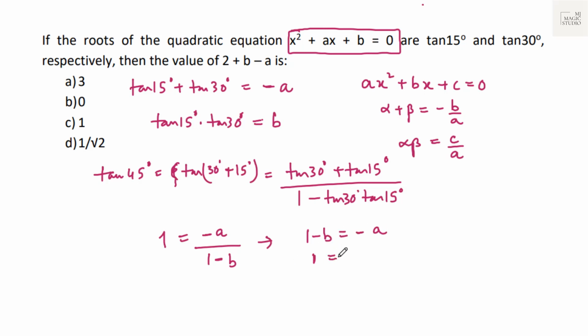So what we get is 1 minus b is equal to minus a. So 1 is equal to b minus a. Now we need 2 plus b minus a. If I add 2 on both sides, 3 equals 2 plus b minus a. So the value of 2 plus b minus a is 3. That is in option A.